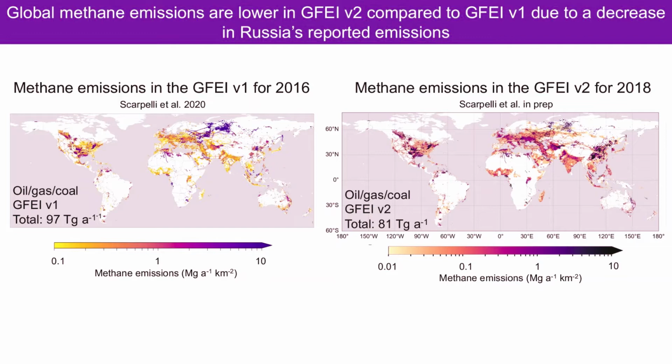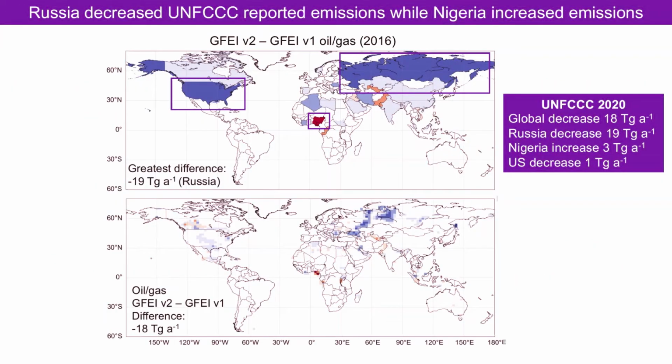And note that the global emissions have decreased by about 20 teragrams per year, and that's mostly related to Russia's updated reported emissions, which I'll talk about in a second. So, to talk a little bit more about the changes that were made between these two versions, here I'm showing a comparison by country on top and at the grid scale level on the bottom between the original version of GFEI and GFEI version 2.